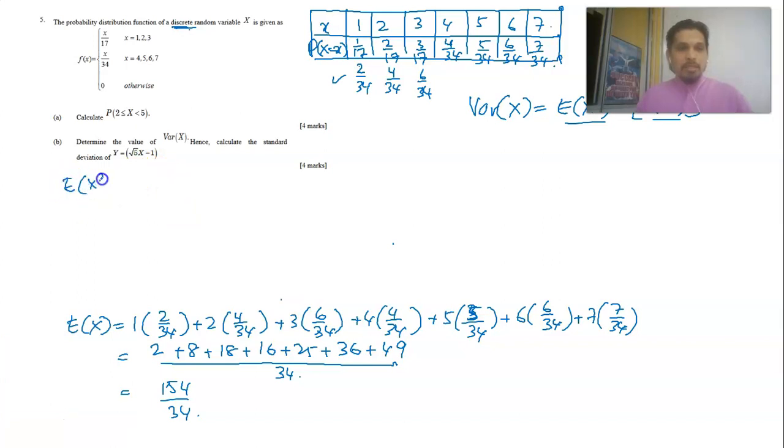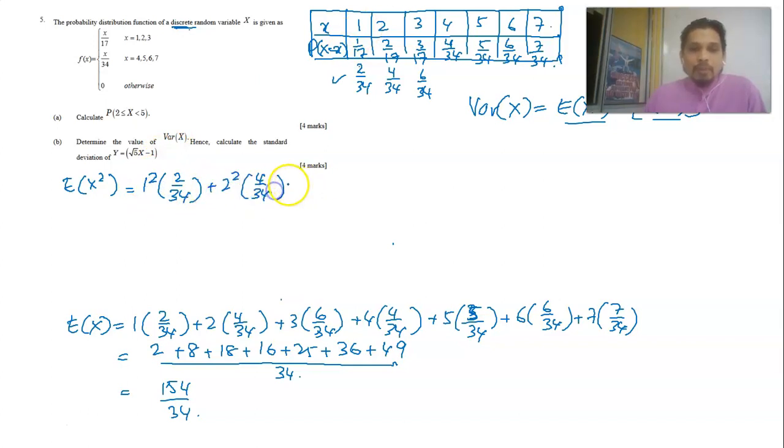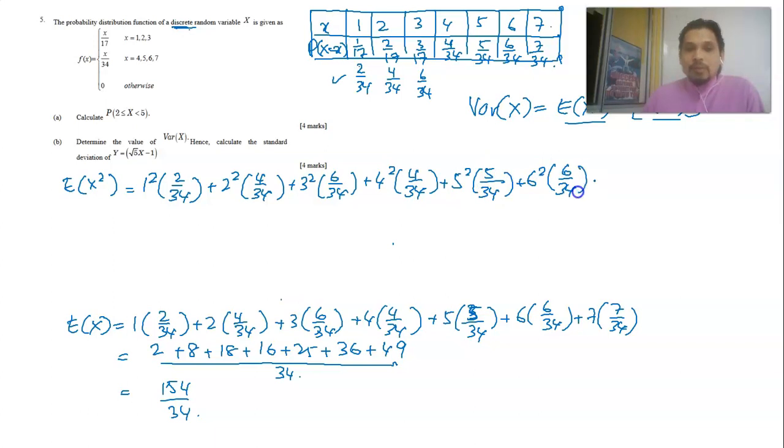And then for E of x squared equal to 1 squared times 2 over 34 plus 2 squared times 4 over 34 plus 3 squared times 6 over 34 plus 4 squared times 4 over 34 plus 5 squared times 5 over 34 plus 6 squared times 6 over 34 plus 7 squared times 7 over 34. 1 squared is 1 times 2 is 2. 2 squared equal to 4 times 4 is 16. 3 squared equal to 9, 9 times 6 equal to 54.